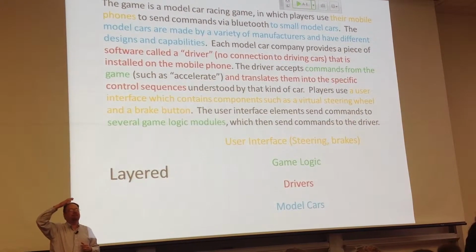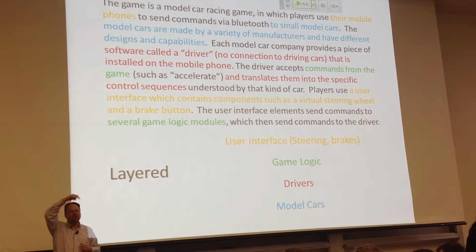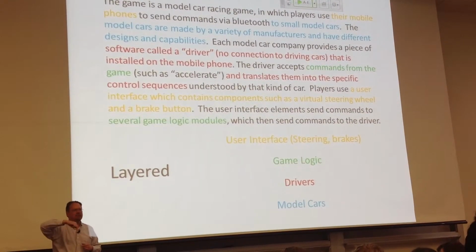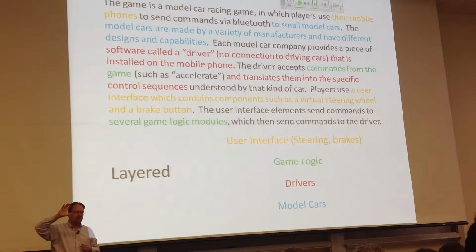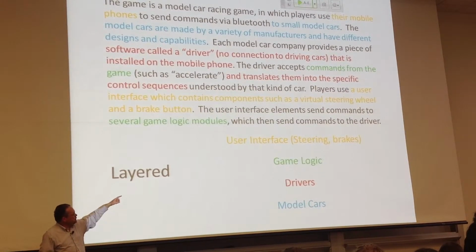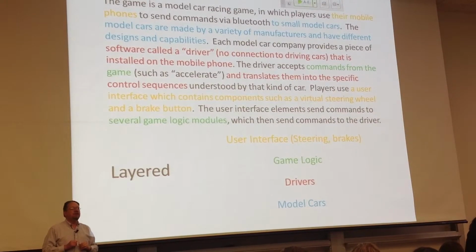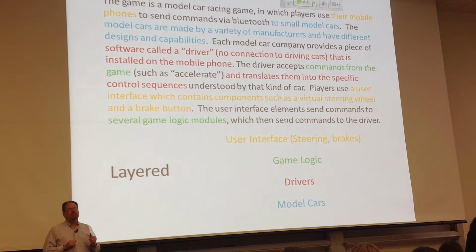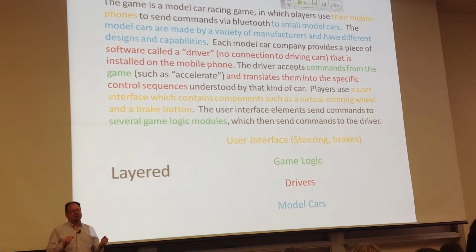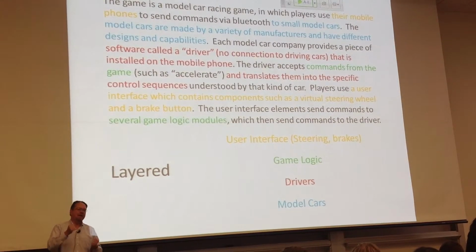Now, lots of people will break this rule, and maybe the top layer communicates directly with the bottom layer. But the pure layer model is that the user interface does things by talking to the game logic. So the user interface might say, can I turn left at this point? And the game logic might say, yes, you can, or no, you can't.